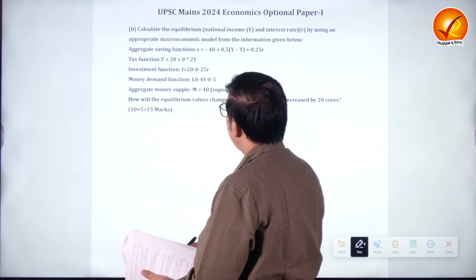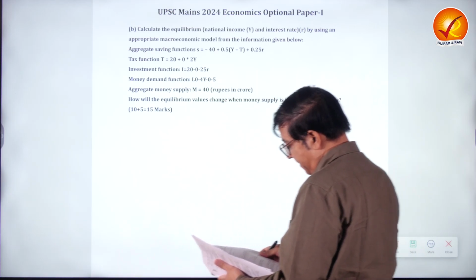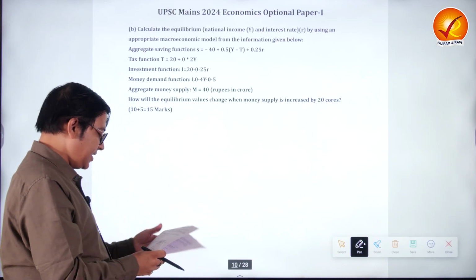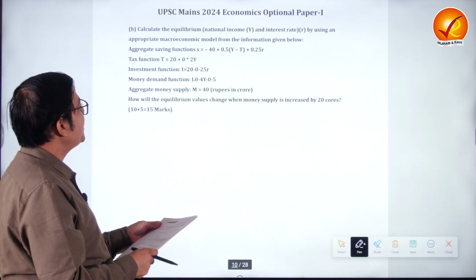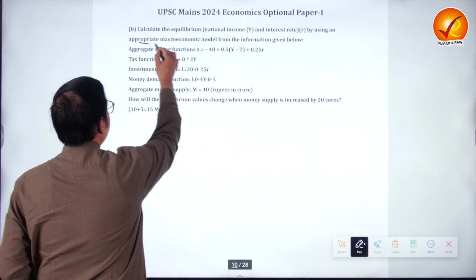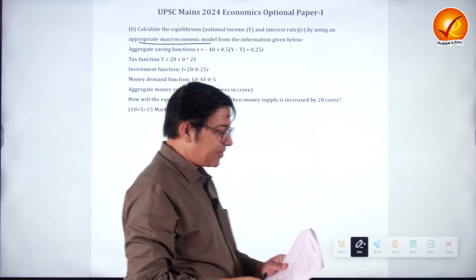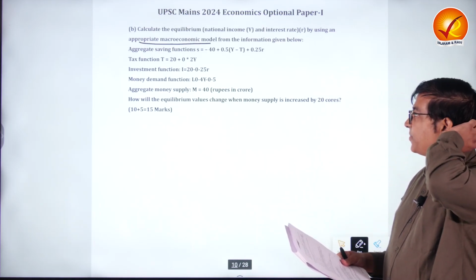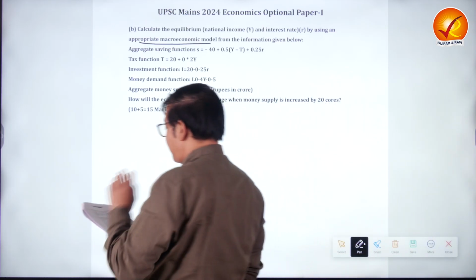The question had said, calculate the equilibrium national income Y and interest rate R by using an appropriate macroeconomic model from the information given below. Appropriate economic model, as in they are not specifying which model. Okay, it is again up to you to decide which model is appropriate. Let's see what is the information.